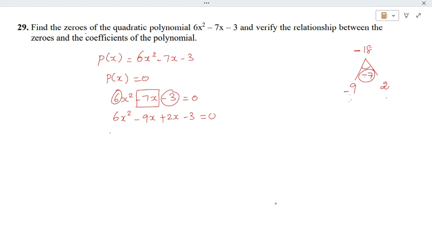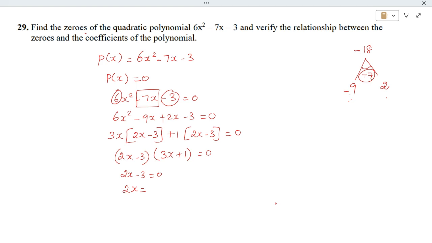So now take the common factor 3x out. So the remaining will be 2x minus 3. And here there are no common factors, so I'm just taking 1 out. So you will get 2x minus 3 equal to 0. So again I can take the common factor 2x minus 3 out. So the remaining will be 3x plus 1 equal to 0. So equate 2x minus 3 equal to 0. You will get one of the zeros. 2x equal to 3, x equal to 3 by 2 is a solution for x. Okay, we have to get the other solution. So 3x plus 1 equal to 0, 3x equal to minus 1, x equal to minus 1 by 3 is the other solution of x.